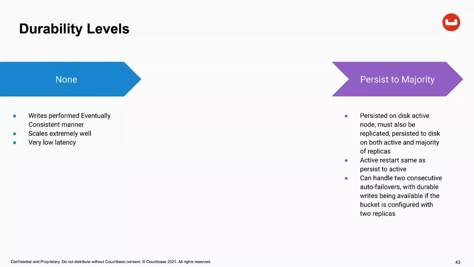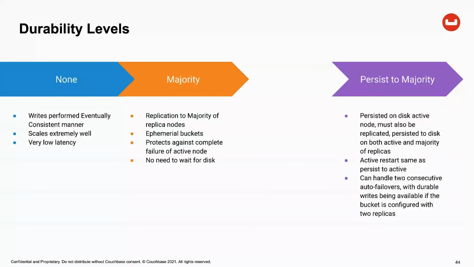Persist to majority, the highest level of durability. This adds the requirement that we must persist the document to a majority of replica nodes, as well as the active. This does add more latency as we're now waiting for disk on multiple nodes, but helps us to handle 2 consecutive failures. For instance, if an active node lost power and then the replica crashed and restarted within the auto-failover window, we would still have a copy of the document on disk of the replica, which can then be promoted to active.